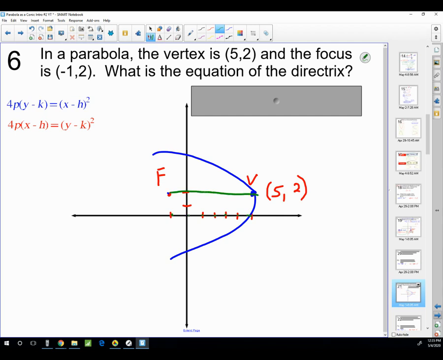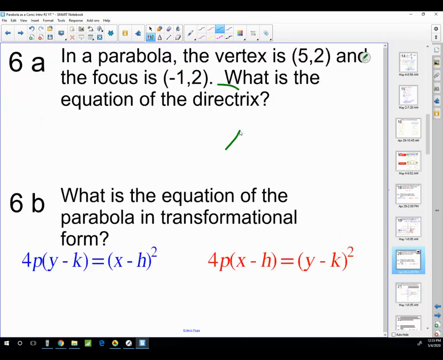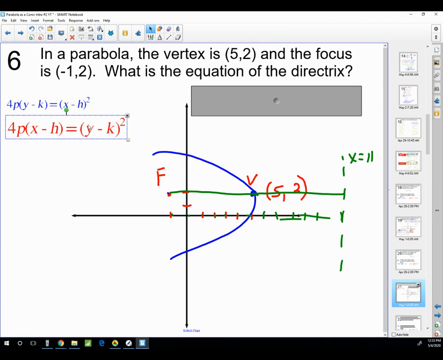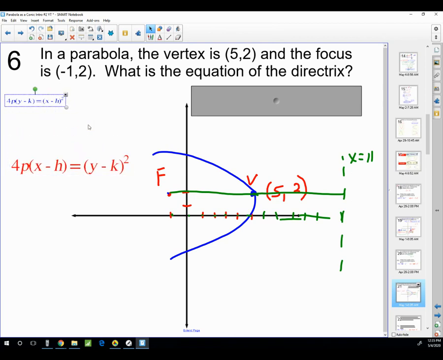So we'd have to repeat that length this way. 1, 2, 3, 4, 5, 6. And I believe we would be at 11. X equals 11. And so for 6A, what is the equation of the directrix? It's X equals 11. And for the equation, we want to pick the one that's not a function. This one is not a function. That one is. So let's use this and let's substitute.